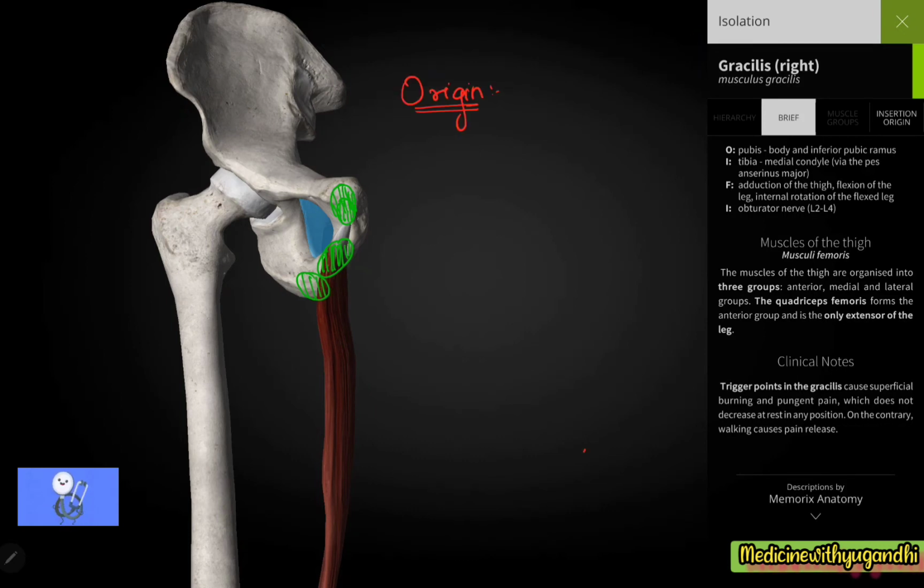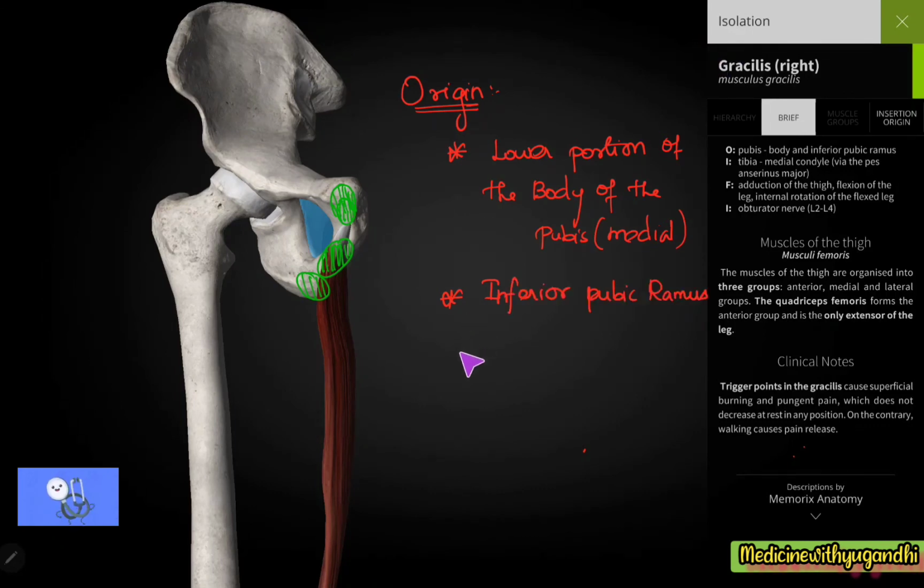Let me point out one by one. This gracilis muscle takes its origin from the lower portion of the body of the pubis, mainly on the medial side, and then it also takes its origin from the inferior pubic ramus and also from the adjoining portion of the ramus of the ischium.